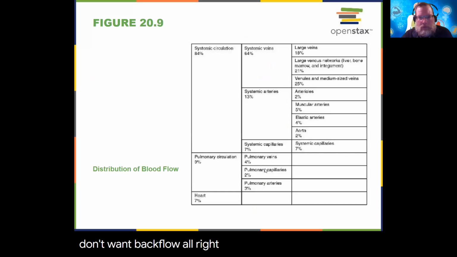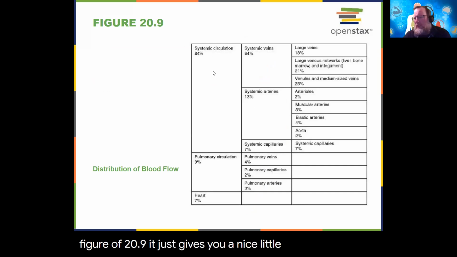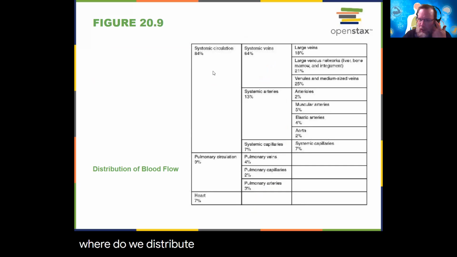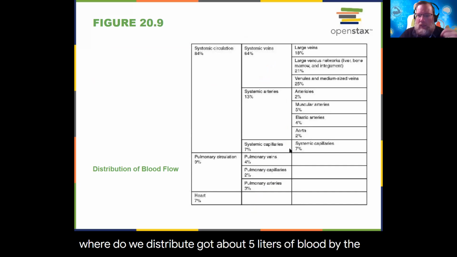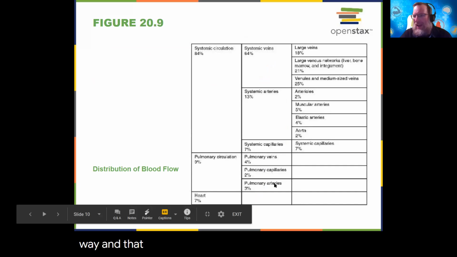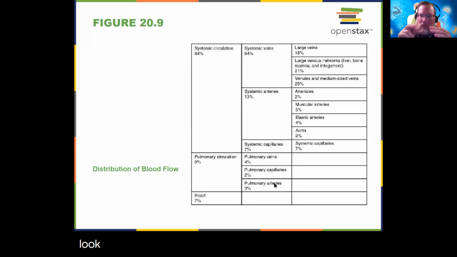All right. So this is more or less FYI. This is figure 20.9. It gives you a nice little glimpse into where we distribute all of this blood. You've got about 5 liters of blood, by the way, and we're going to look at what's called cardiac output. How much blood does the heart pump out per minute?